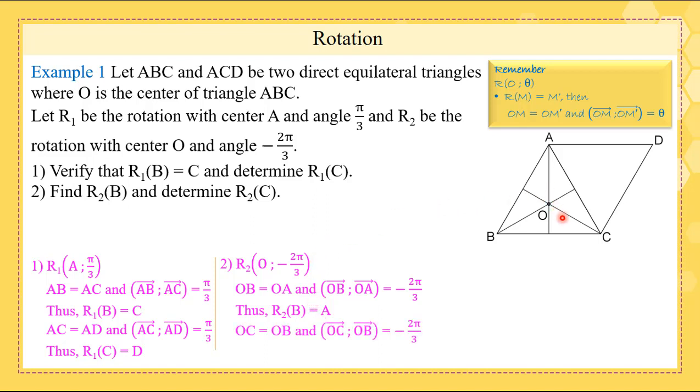Now R2 of C, in the same way, we have that OC is equal to OB and the angle between OC vector and OB vector is equal to minus 2 pi over 3. So we can write that R2 of C is equal to the point B.